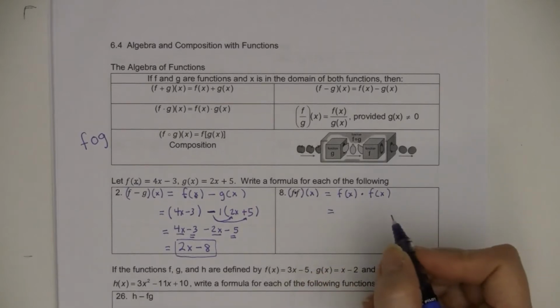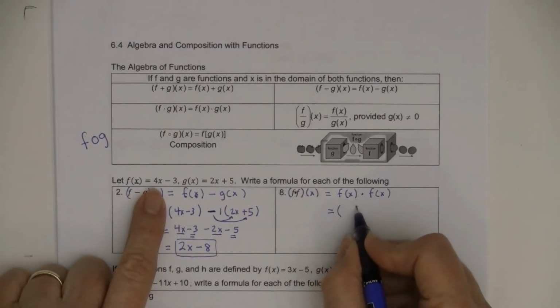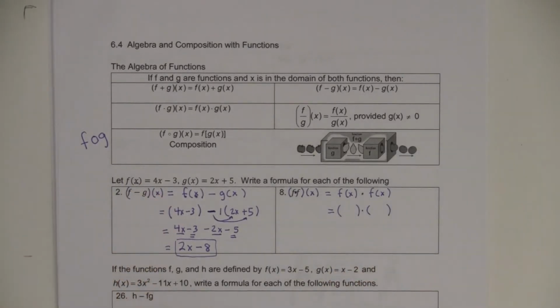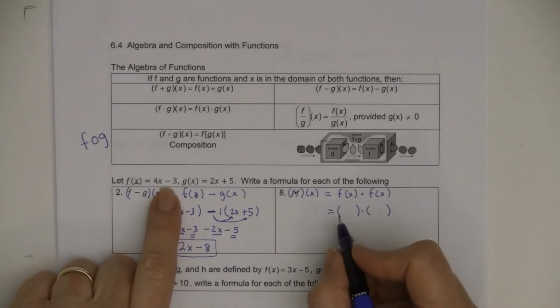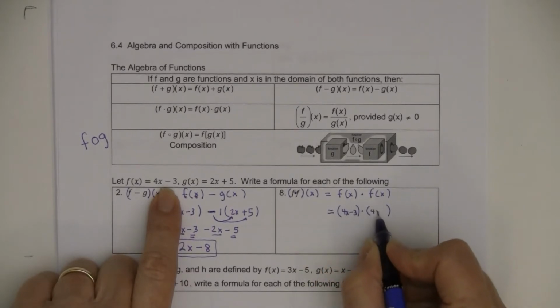And now remember, f of x was 4x minus 3. So again, my parentheses, right? And I'll put my times there. The times is not necessary when it's butted up to parentheses like that. So I'm just putting it to really show it's times instead of it's add or it's divide. And f was 4x minus 3 and 4x minus 3.